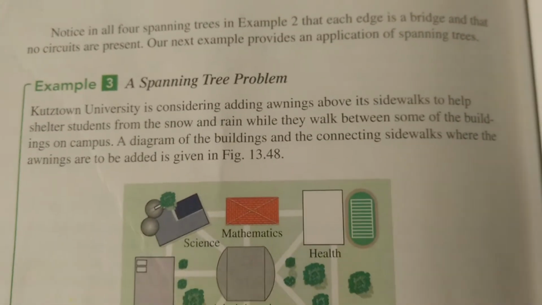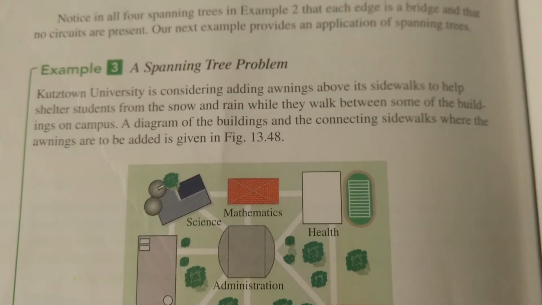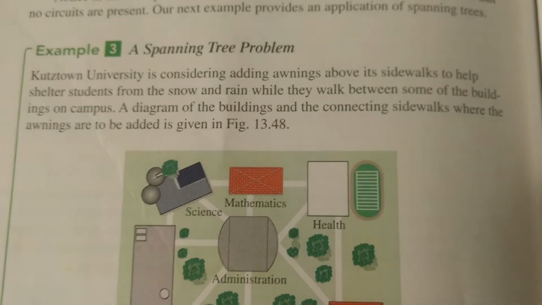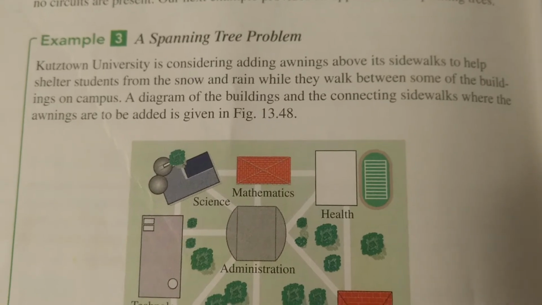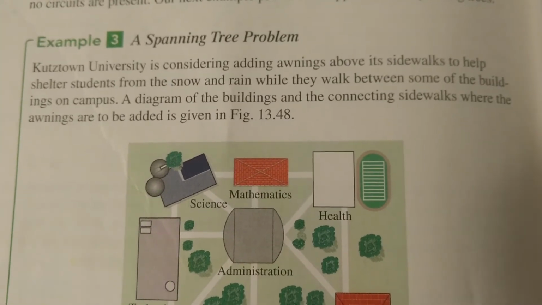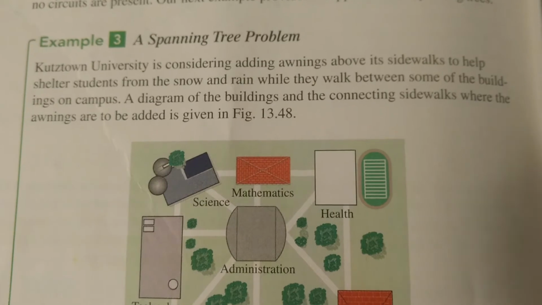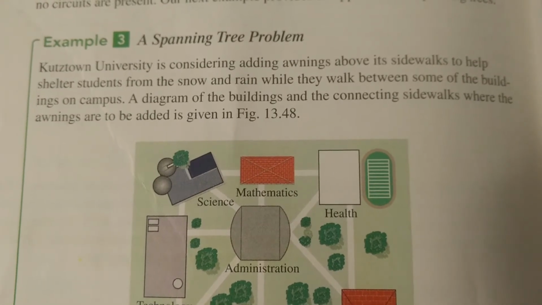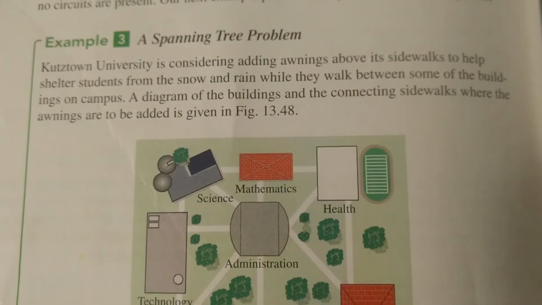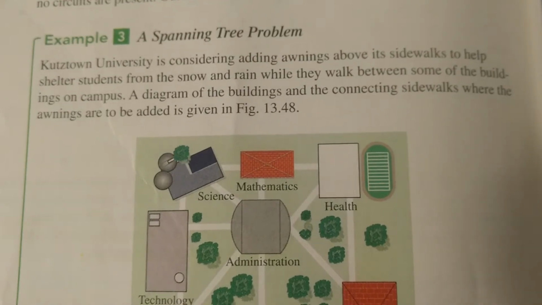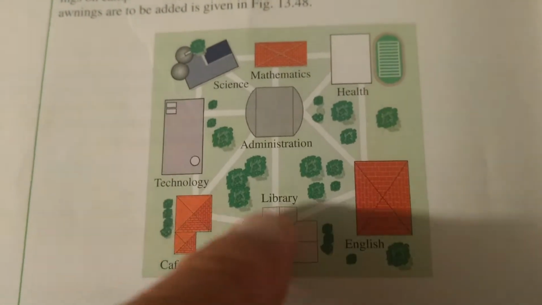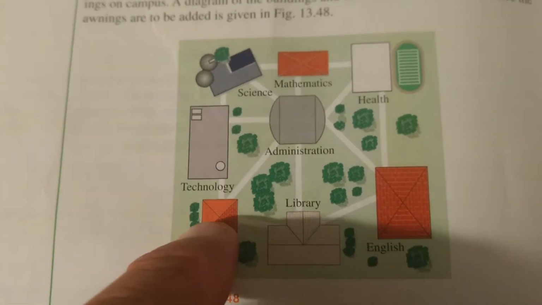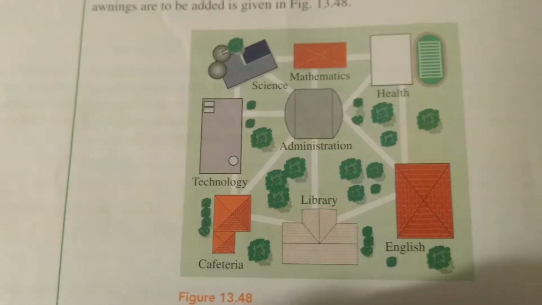Here's an example problem of a spanning tree. It says Kutztown University is considering adding awnings above its sidewalks to help shelter students from the snow and rain while they walk between some of the buildings on campus. A diagram of the buildings and connecting sidewalks where the awnings are to be added is given in figure 13.48. So here we go. Here's the diagram. Here's the connection. So here's our vertices, which are the buildings. Here are our edges, which are right here.